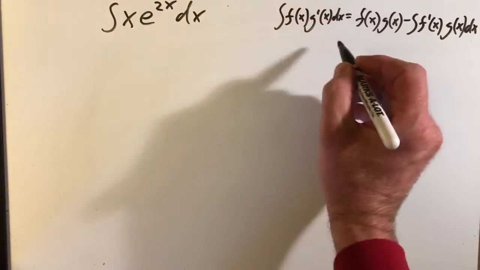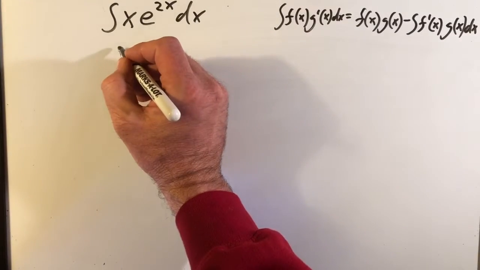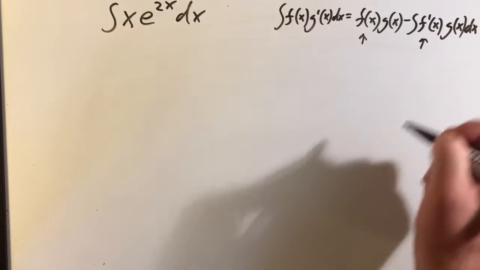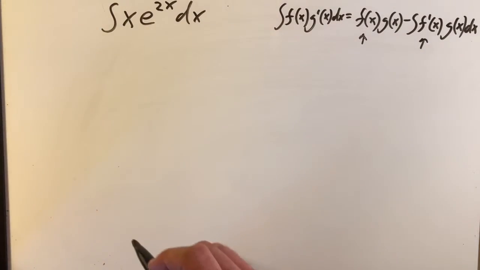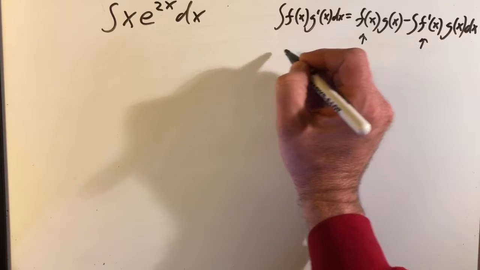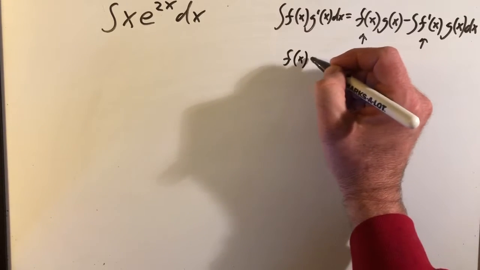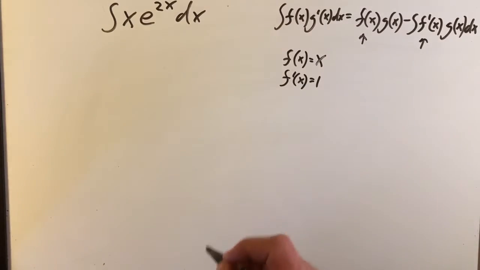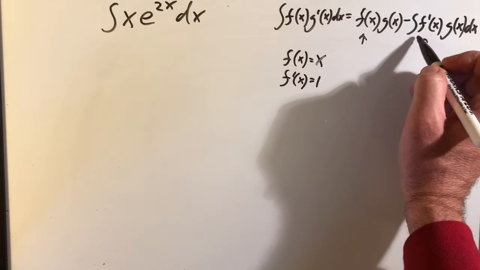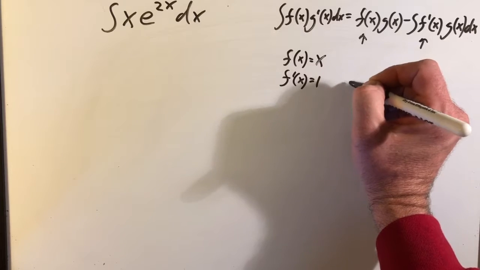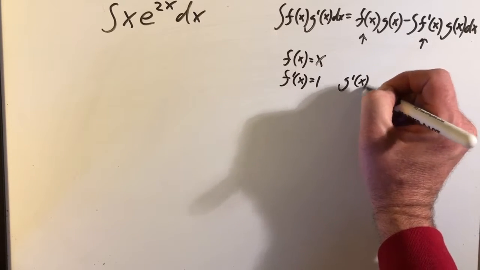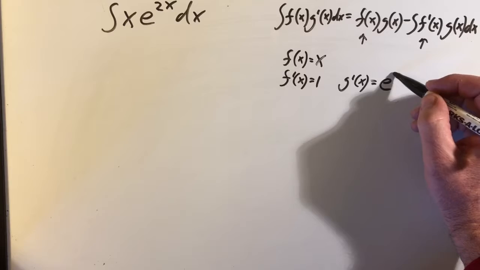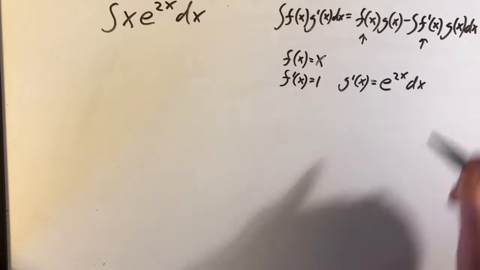And so we need to decide what is going to be f of x and what's going to be g prime. So if you look at this, you have f of x going in straight here, but you have f prime of x there. When you see an x sitting out here like that, it really makes good sense to say, I want my f of x to equal x, and my f prime of x will then become 1. So that works out very well in the second integral that you have in the solution here. So your g prime of x becomes e to the 2x dx.